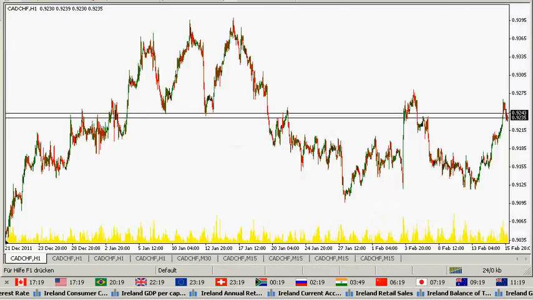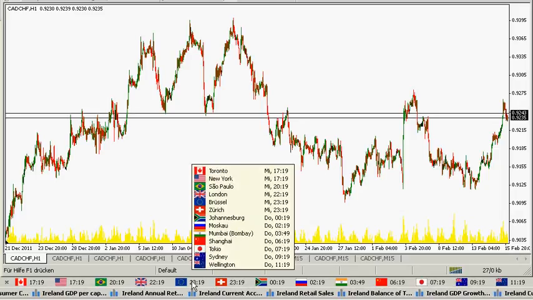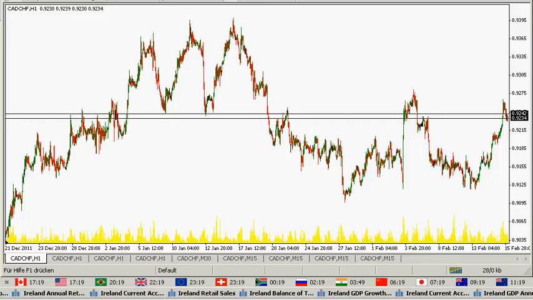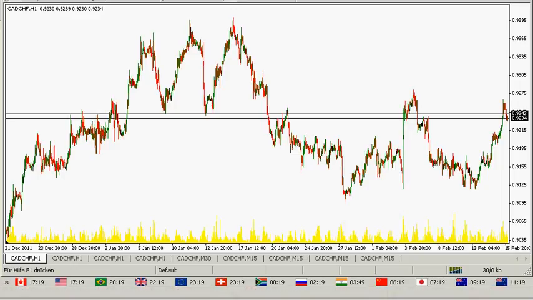Okay, here we are. It's Wednesday, 15 February 2012, 23:19 in Europe, Central European time, of course, or in Canada, 17:19, like in New York too, or Zurich, once again, Central European time, 23:19. Here we go. Canadian dollar, Swiss franc. I'm choosing not a currency of the major ones, of course.